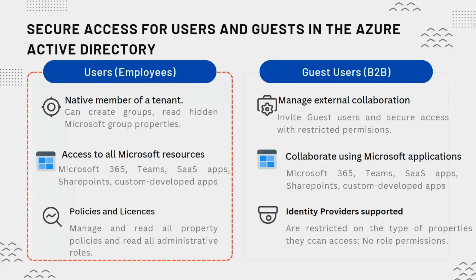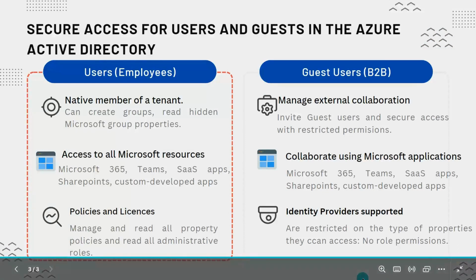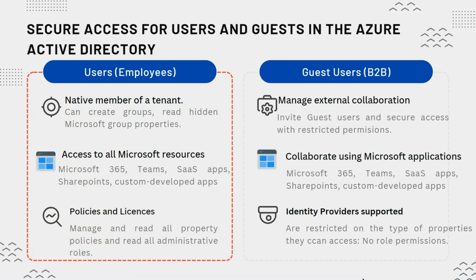Now, to secure access for users and guests in the Azure Active Directory, let's understand first of all what users who are employees, known as native members of a tenant, and external collaborators who are guest users, B2B collaborators, are. Let's understand what default permissions and administrative rights they can have. The user employees can create groups, read hidden Microsoft group properties, while the external users, through their collaboration, can invite other guest users and secure access with restricted permissions.